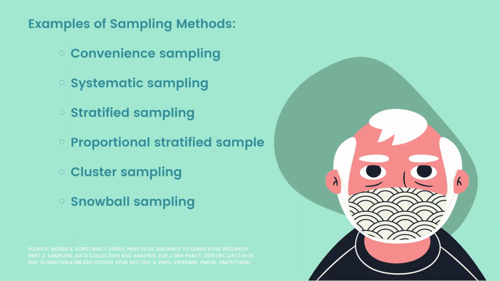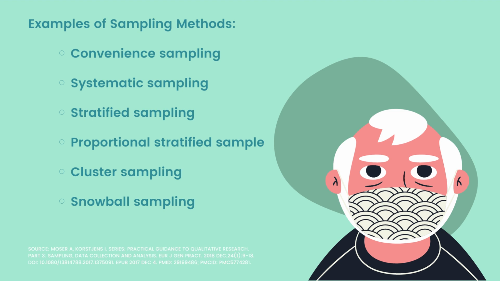What are some examples of sampling methods? First of all, convenience sampling is commonly used in research because of its availability and resource effectiveness. Convenience sampling uses participants that are easily available. Systematic sampling. Systematic sampling uses the available population and creates a list of subjects called a sampling frame, then randomly selects from the list based on the determined sample interval.